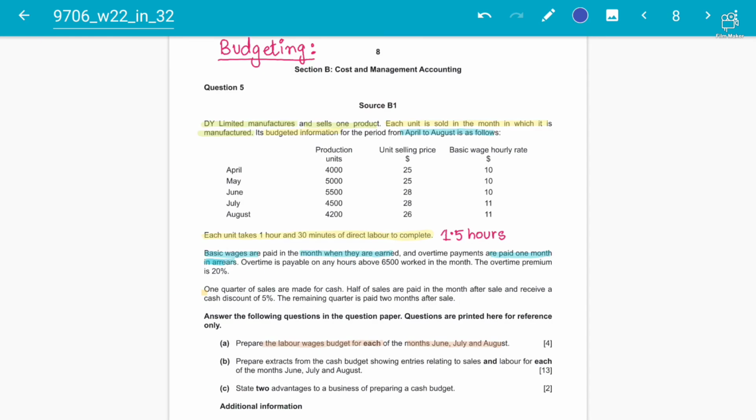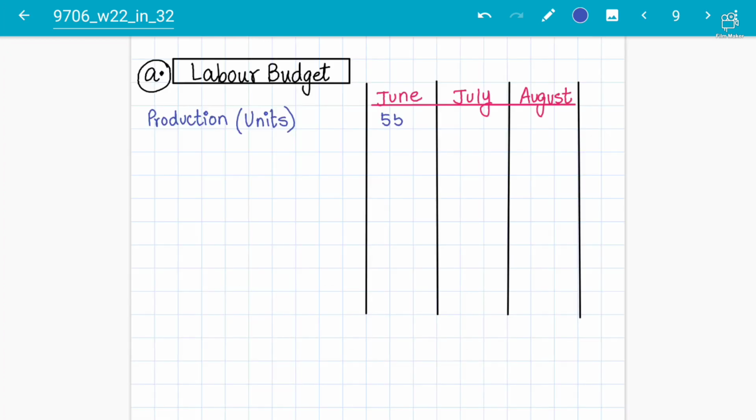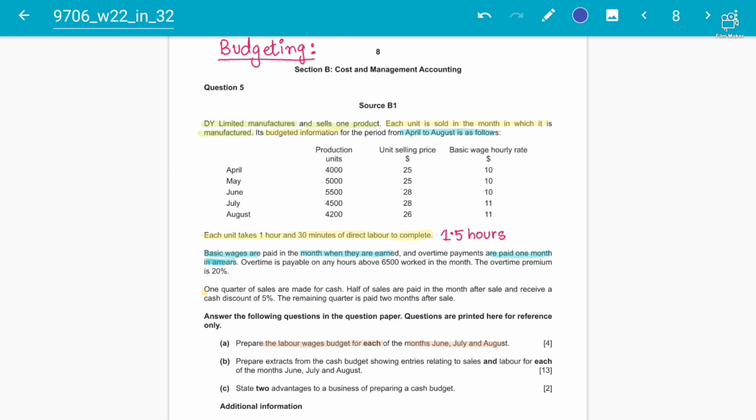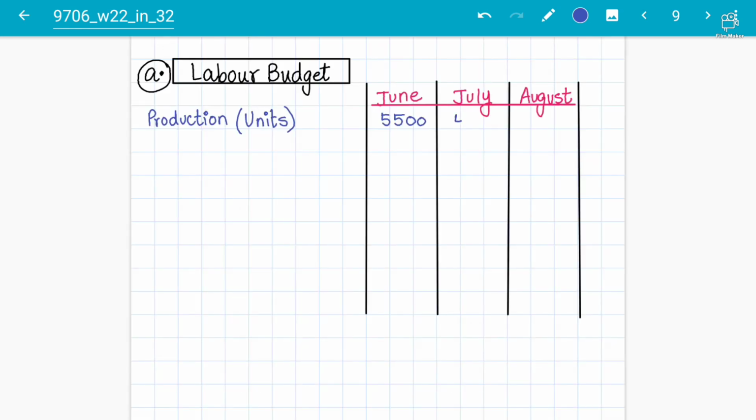So here we go. In June, July, August: 5500, 4500, and 4200. Okay, so here we have 5500, 4500, and 4200. Hope students got this as well.